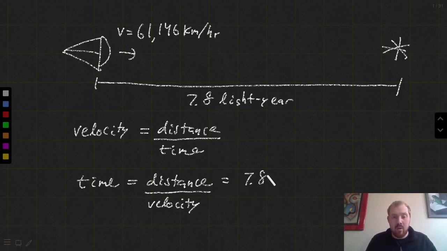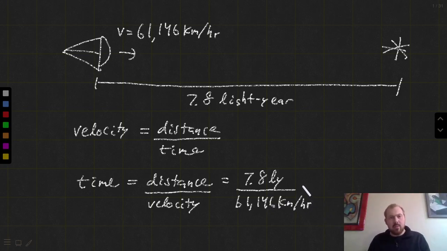We have 7.8 Ly, for the light year, divided by the velocity, 61,146 kilometers per hour. And this is where we need to be careful. Our units aren't going to match up nicely to compute this in something we'd understand. Right? So this is going to be a light year per kilometer per hour. This does physically have units of time, but now we need to work with this to write this in a way such that we get ultimately the years of travel time that we're looking for.